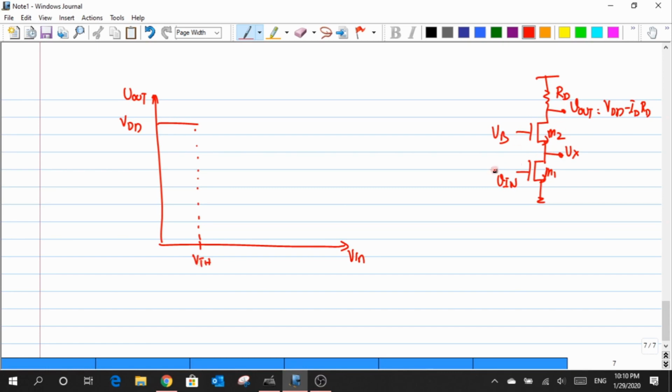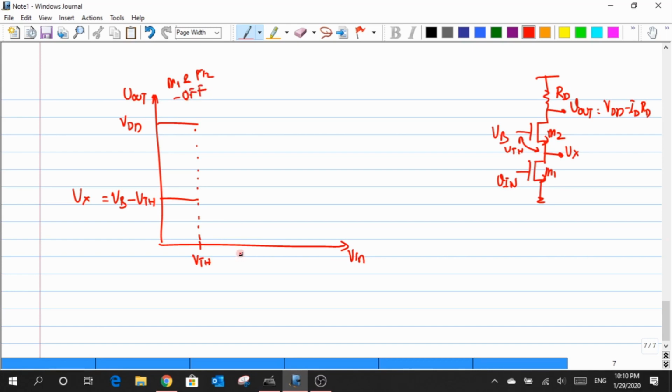But what about the case here? If I want to stop current from flowing through this M2, what's supposed to be the value of this VGS in order to ensure that no current is flowing across M2? Again, that's supposed to be equal to VTH. So I have VB minus VTH as the value of Vx when the transistor is not drawing any current through it. So in this case, both my M1 as well as M2 are cut off.